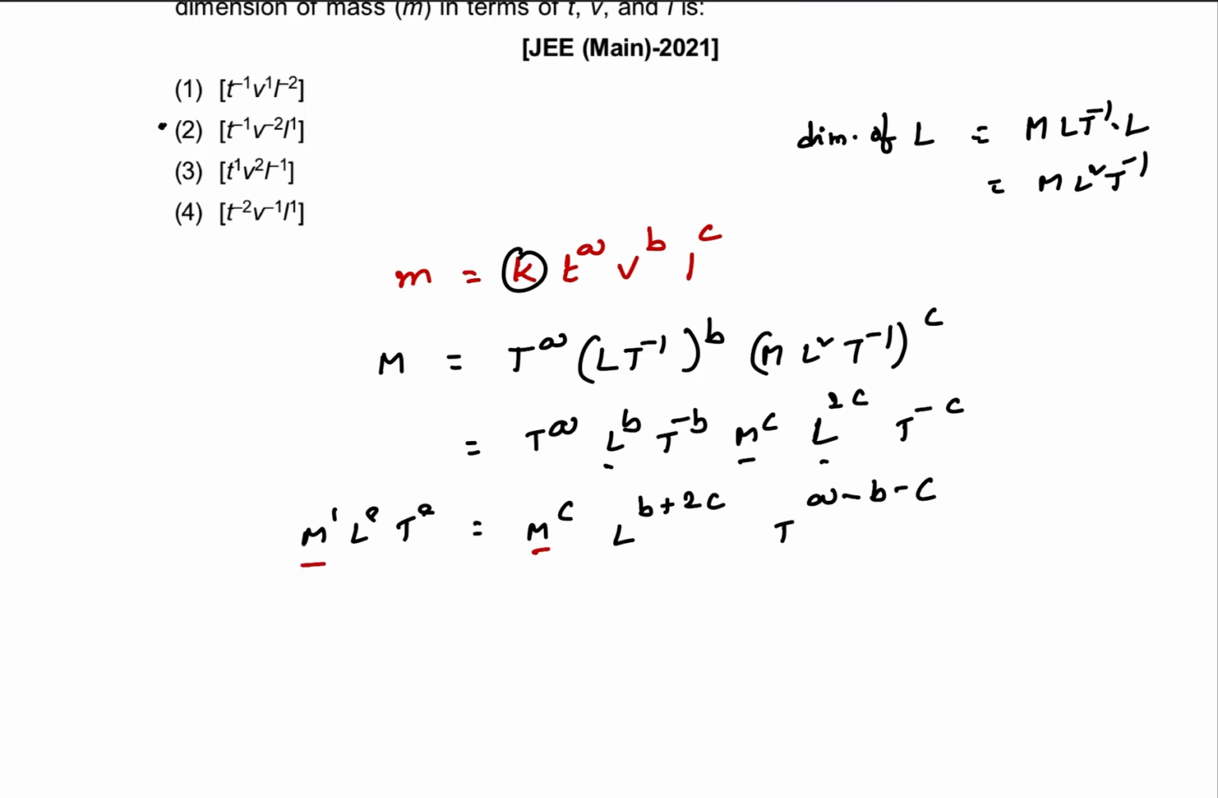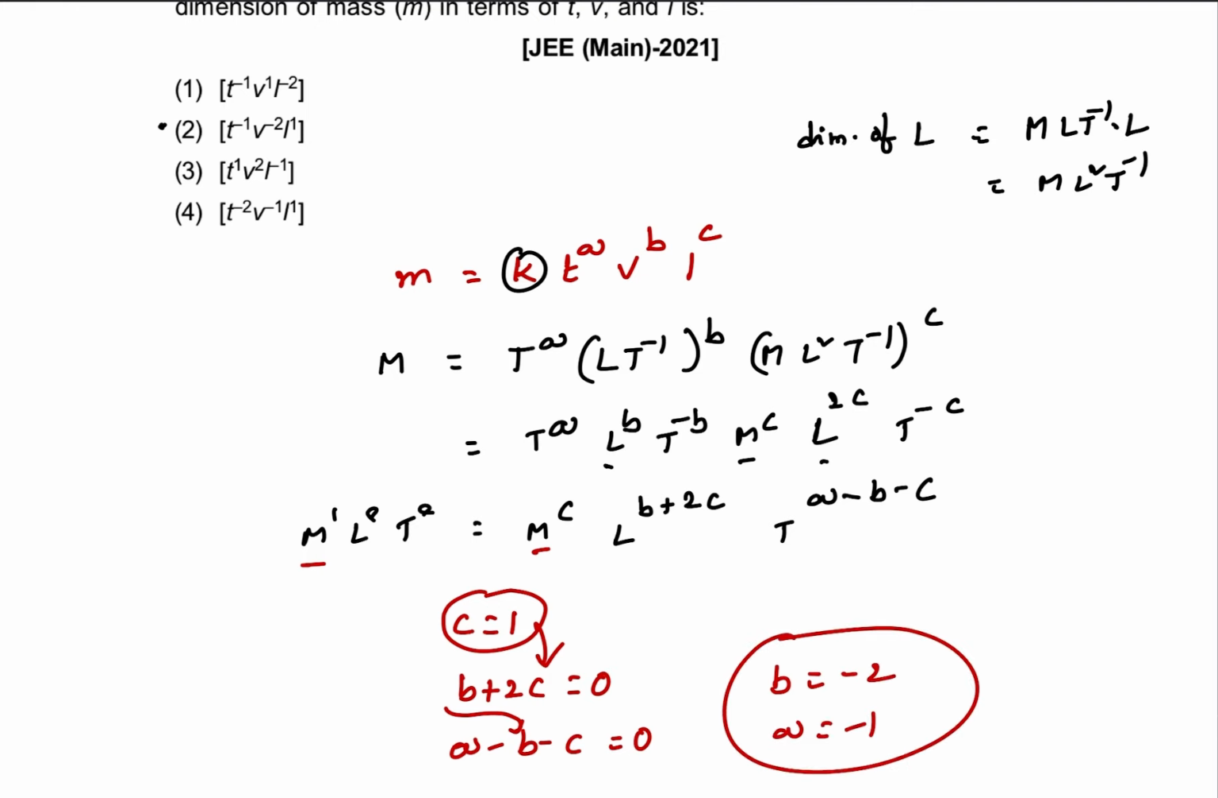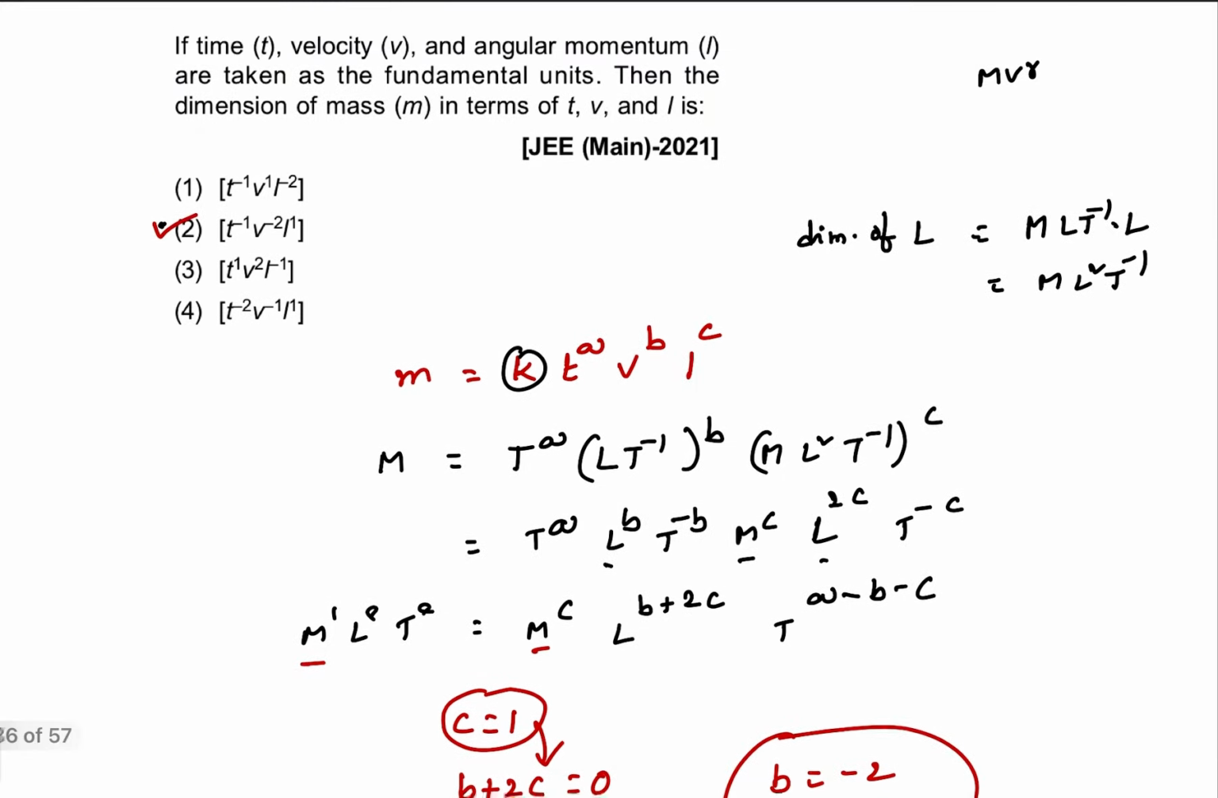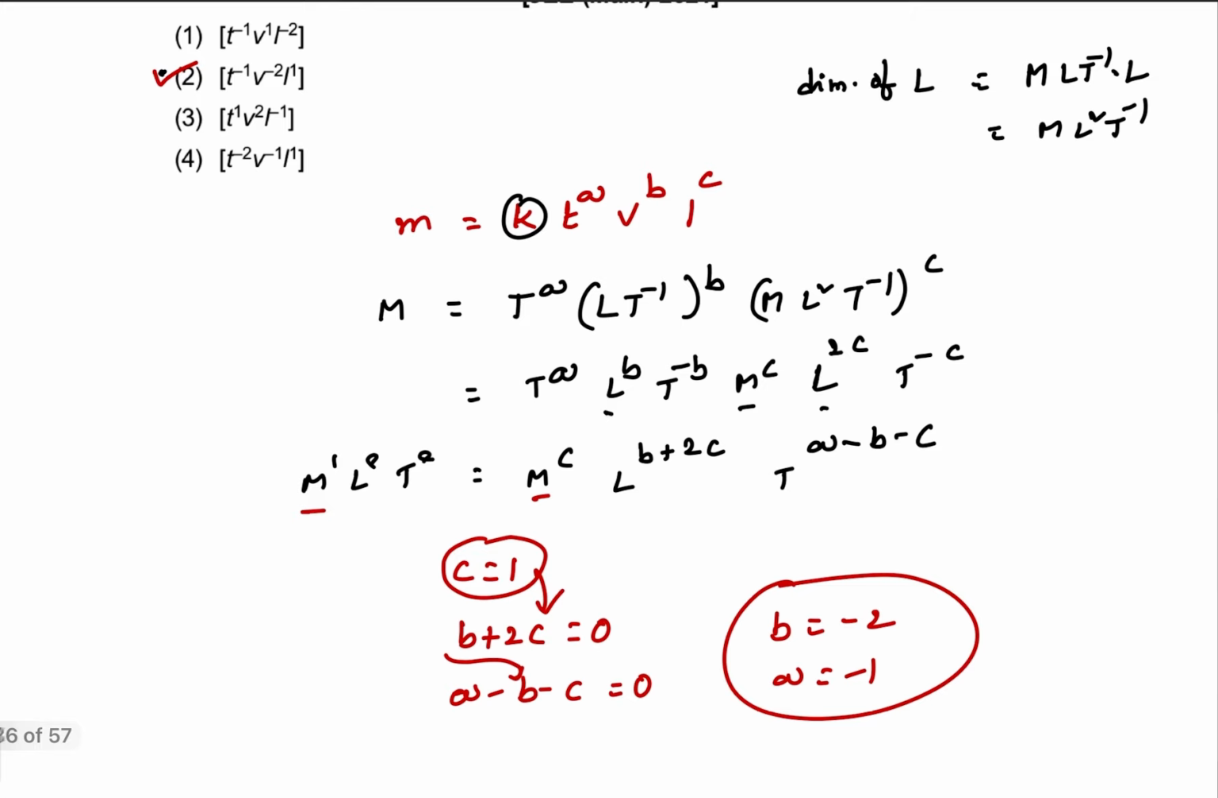Now equate the powers of the same base. You can get c is equal to 1. If c is equal to 1, you can write b plus 2c is equal to 0. Similarly, a minus b minus c is equal to 0. You just substitute the c value here, you will get the b value. Then again, you substitute the b value here, you will get the answers. So now you finally get b is equal to -2 and a is equal to -1. So if you substitute that, the second option is the correct option.